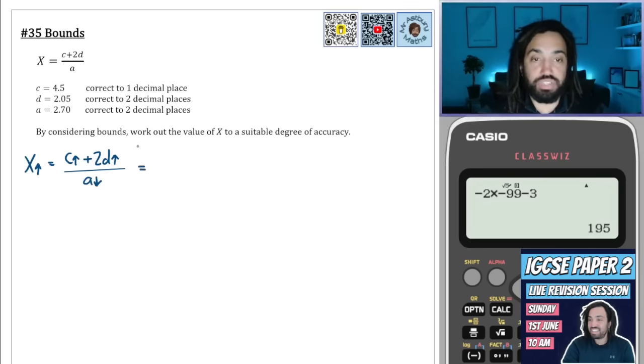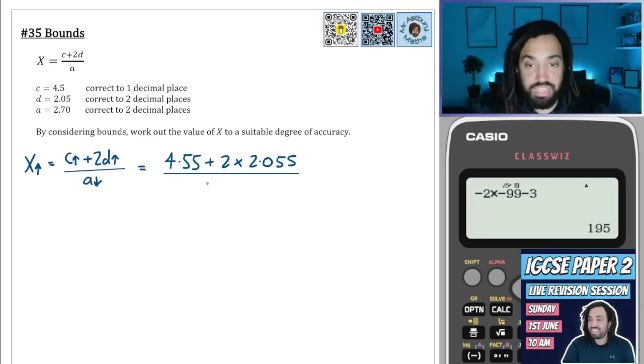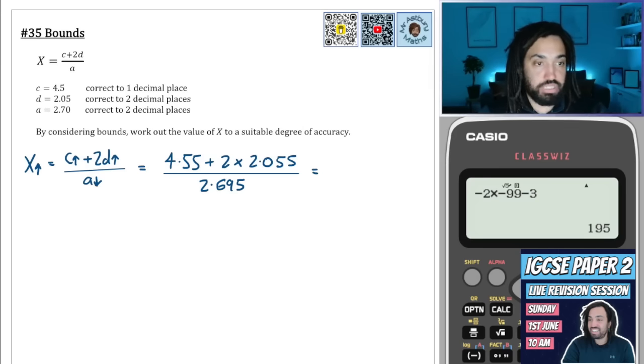Okay, so the upper bound of c to one decimal place would be 4.55. The upper bound of d to two decimal places will be 2.055. And the lower bound of a will be 2.695, because that is right on the cusp of rounding up to 2.70 to two decimal places. Okay, right, so we can work this out, and we'll go to our calculator to do it.